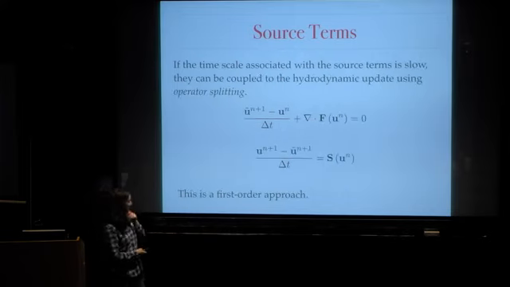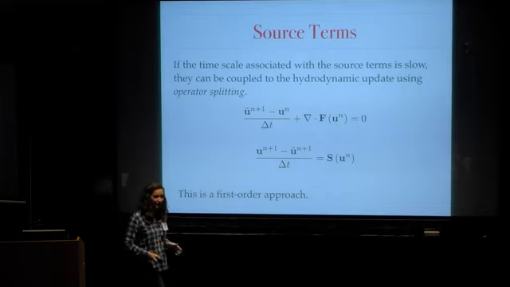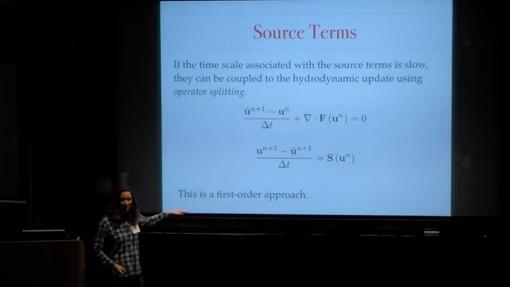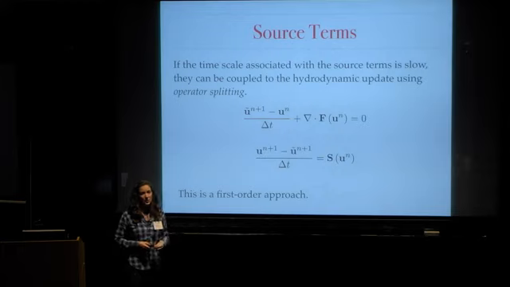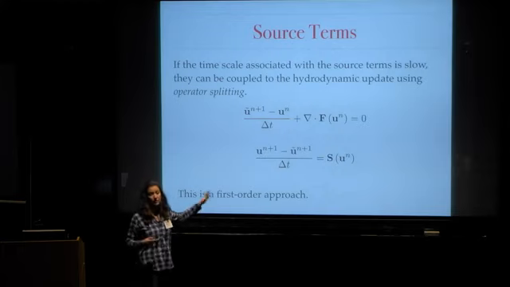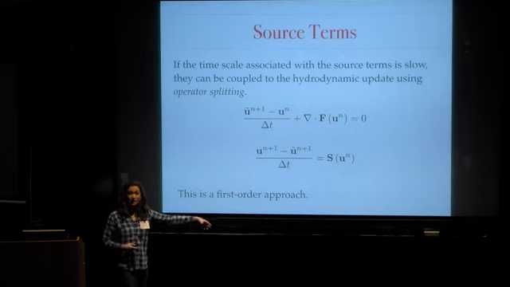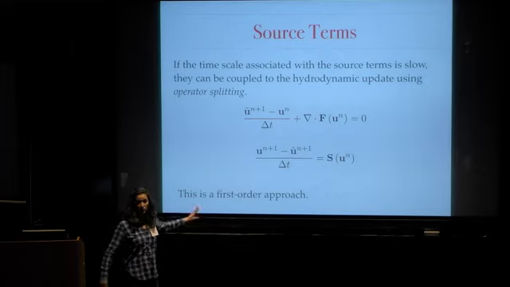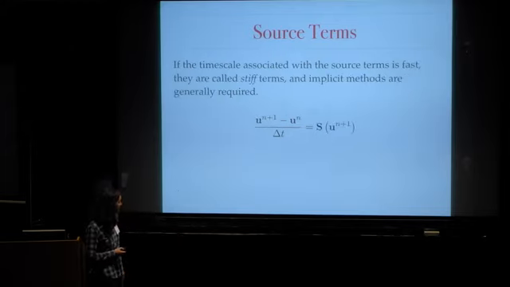Actually, let me just say, this works fine as long as the time scale over which those source terms are varying is long relative to the time scale over which the adiabatic variables are changing. So if you're considering, for example, cooling of the gas, if the cooling time is long relative to the actual adiabatic time step that you've taken in your hydro integrator, this will work fine. It's not a problem. It's basically just a small perturbation on those equations.